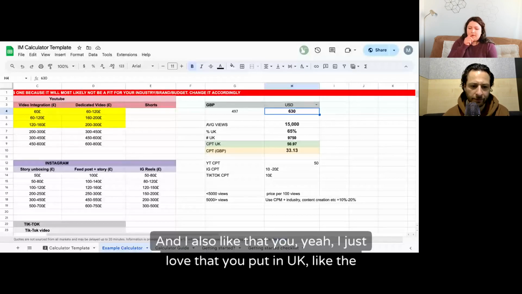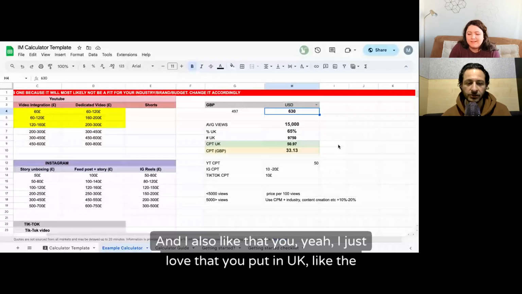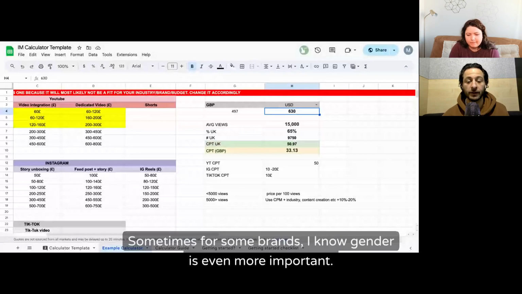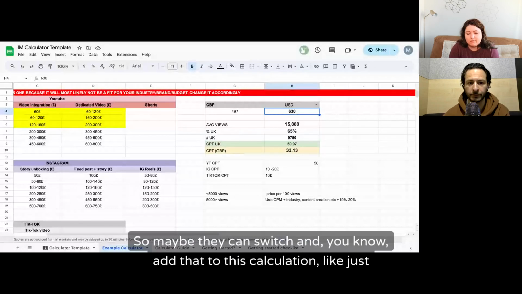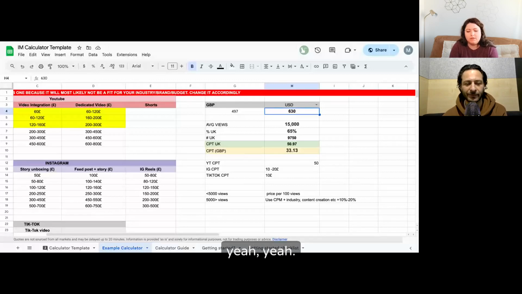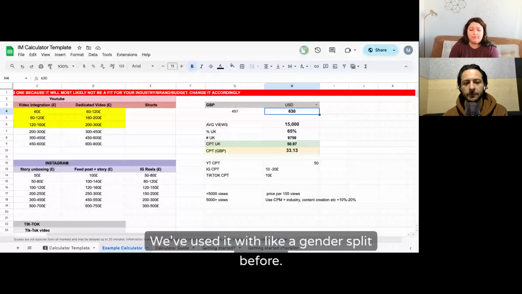And I also just love that you put in UK, like the location, if that's very important. Sometimes for some brands, I know gender is even more important. So maybe they can switch and add that to this calculator, just having a gender split instead, if they ship globally. Yeah, we've used it with a gender split before.